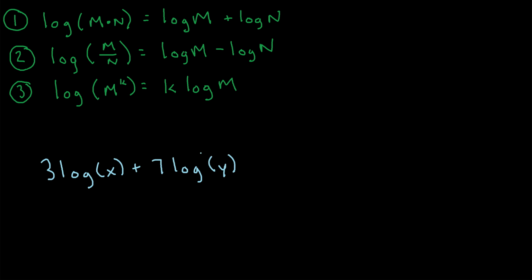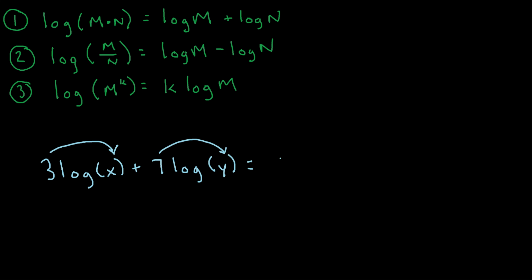All right, let's check out another example. Let's say we have 3 times log of x plus 7 times log of y. How can we condense this expression? Well, we saw that if we have something in the form of k times log of m, we can rewrite that as log of m to the power of k. So what we can do is we can take this 3 and write it as a power, so x to the power of 3. And we can do the same thing with the 7. We'll rewrite this as y to the power of 7.